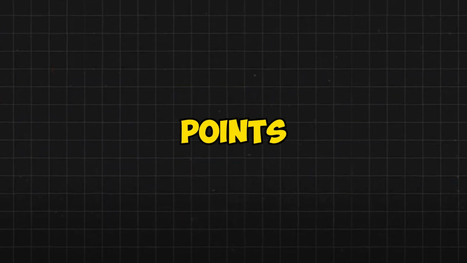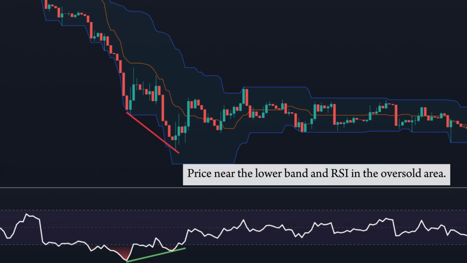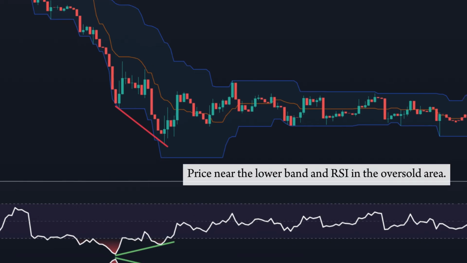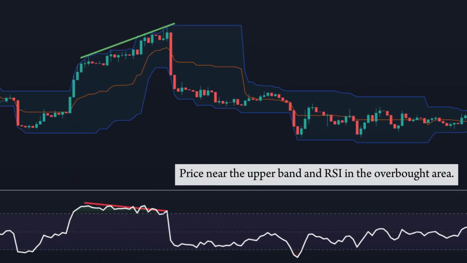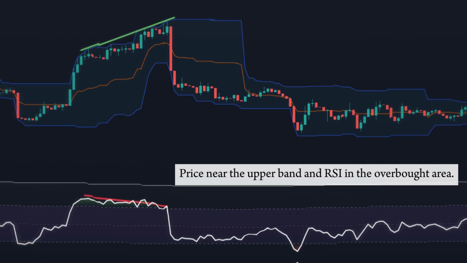Conditions for entry points. Bullish divergence, price near the lower band and RSI in the oversold area. Bearish divergence, price near the upper band and RSI in the overbought area.